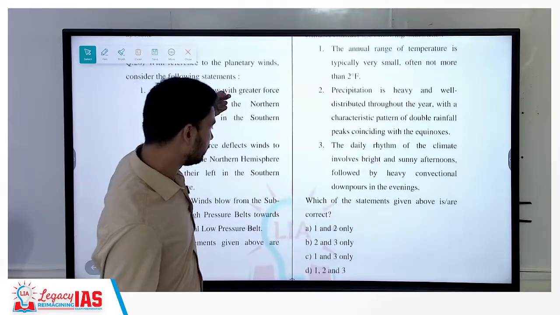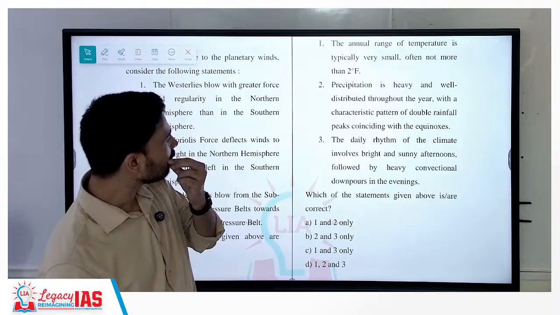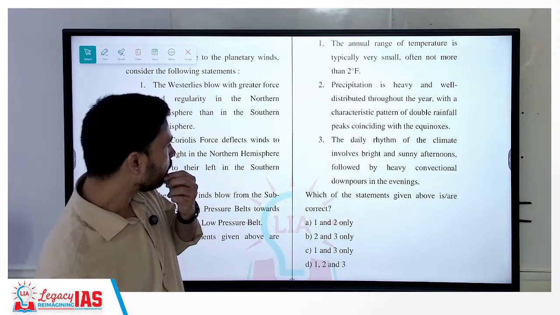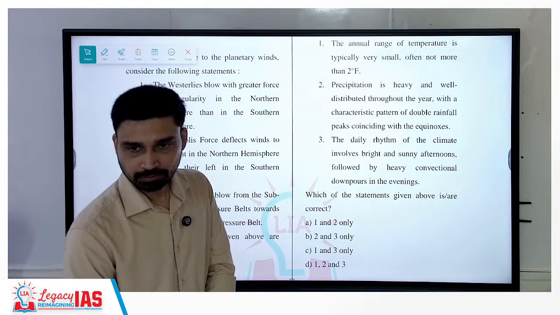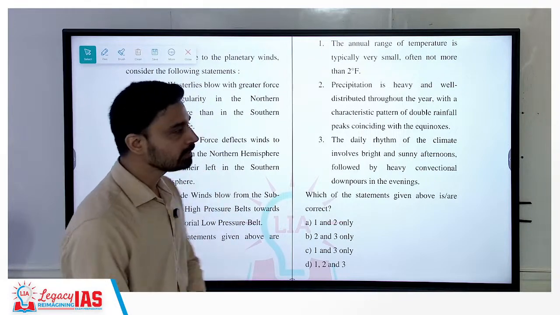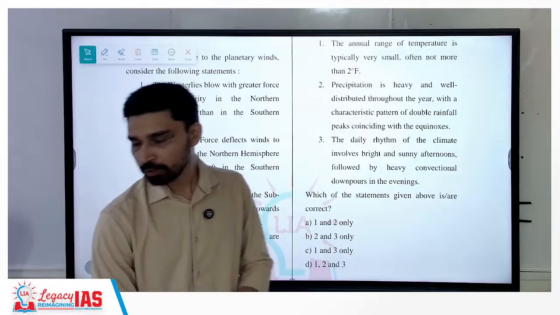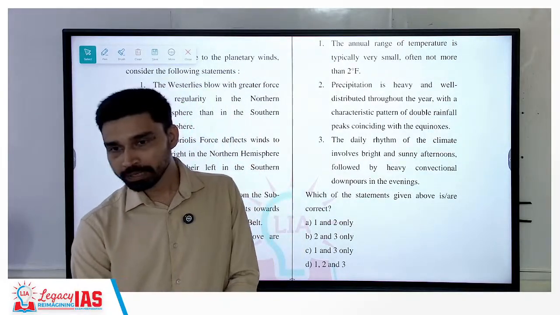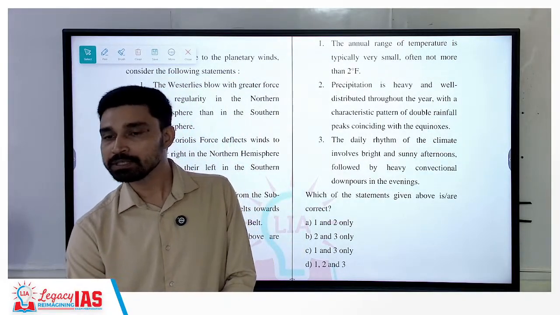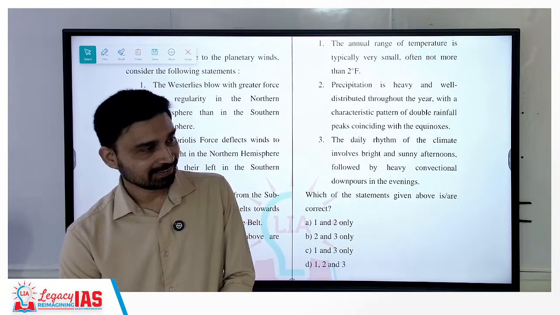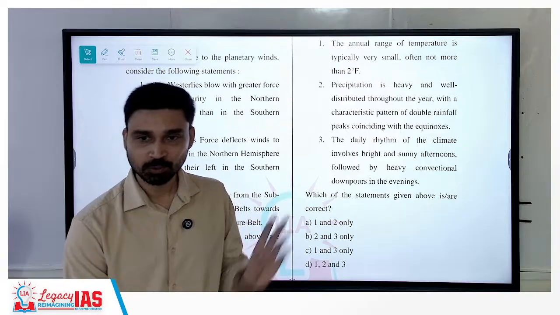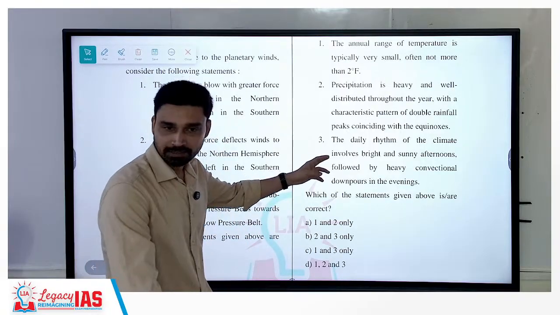Third: the daily rhythm of climate involves bright and sunny afternoon followed by heavy convectional downpour in the evening. Correct? How is it correct? What is the time when rainfall occurs? I told you the exact time: 2 p.m. That is when rainfall starts. Is 2 p.m. evening or afternoon? Since when is 2 evening? 2 is afternoon. So the third is incorrect.